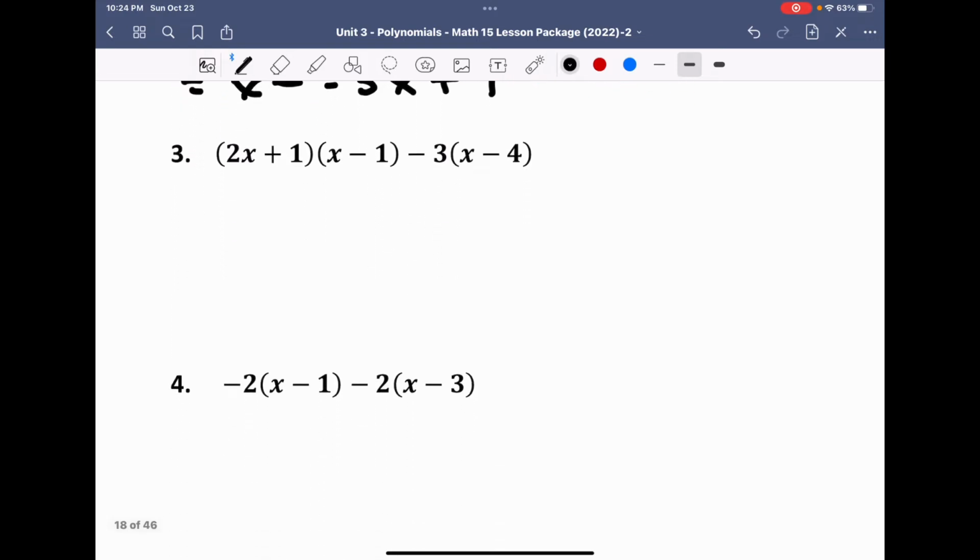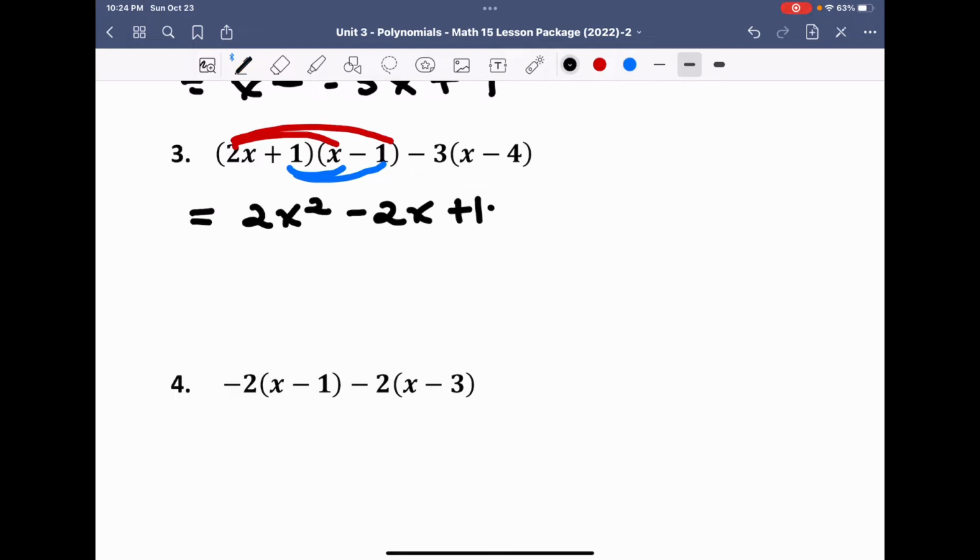Same situation, except now I have a binomial by binomial with some coefficient here for the subtracted binomial. So I'm going to start by foiling this. I multiply my first term to the second, or to both terms in the second bracket. That's 2x times x, which is 2x squared. I have 2x times a negative 1, which is negative 2x. I then have to distribute 1 to both in the second, and that would be 1 times x is plus 1x. 1 times negative 1 is negative 1.